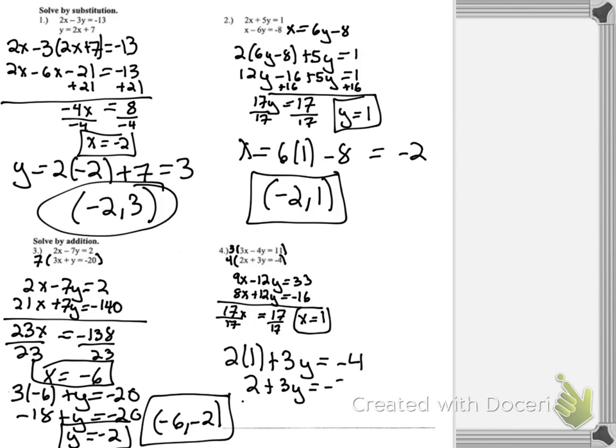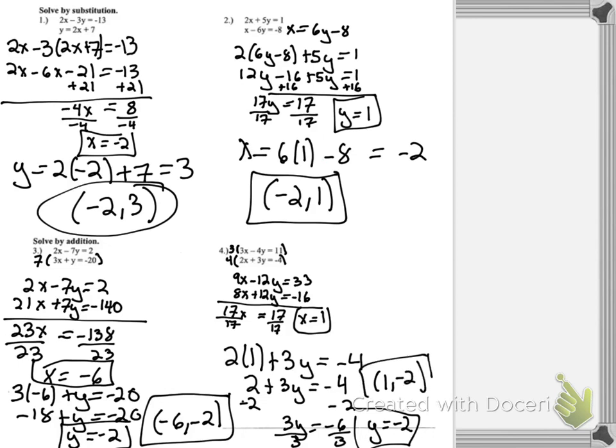I'm going to subtract the 2 to the other side. We get 3y equals negative 6, divide by 3. y equals negative 2. And again, we write this as a coordinate point. And that's our first page.